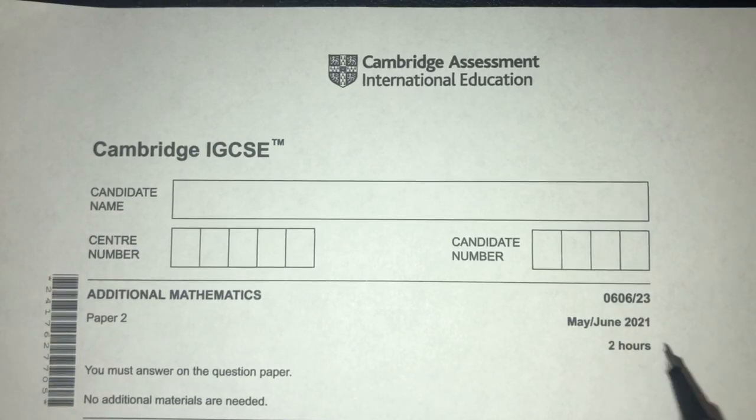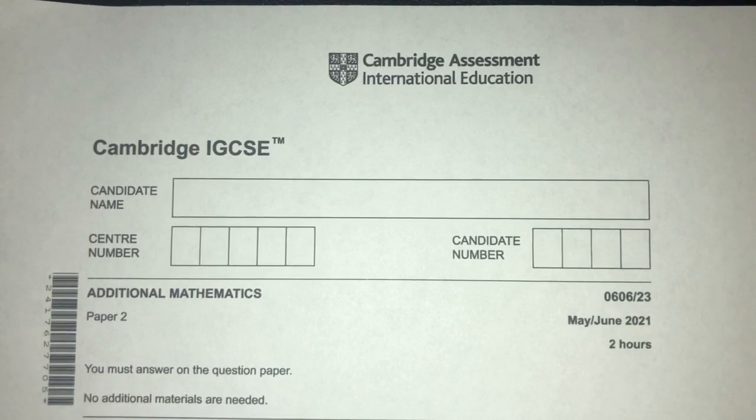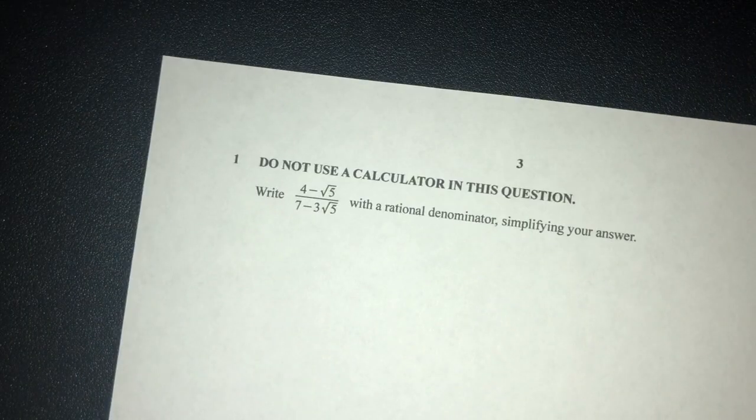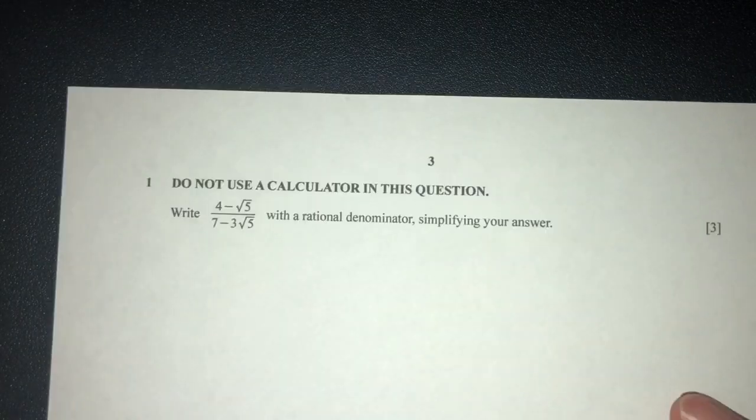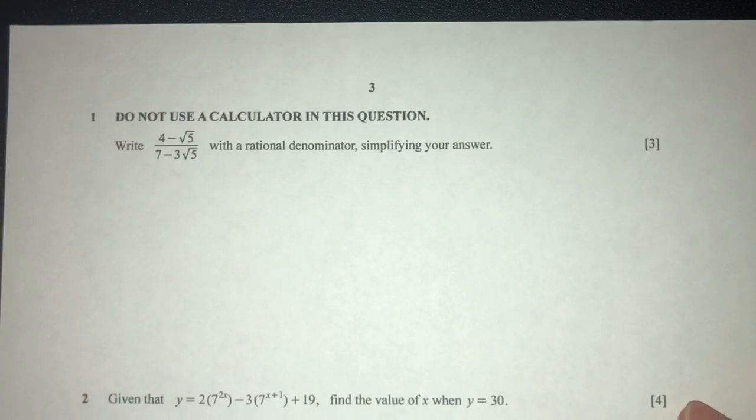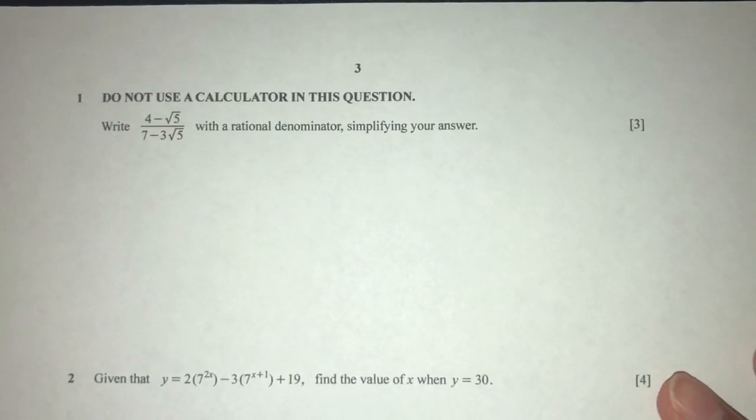This one is paper 2-3 of May-June 2021 for the IGCSE paper. Now, with that being said, let's move on to question number 1. Here we do not use a calculator. So what it means is that we actually can use one, obviously, because no one is watching you. But the main idea behind this is to show every step of your work.